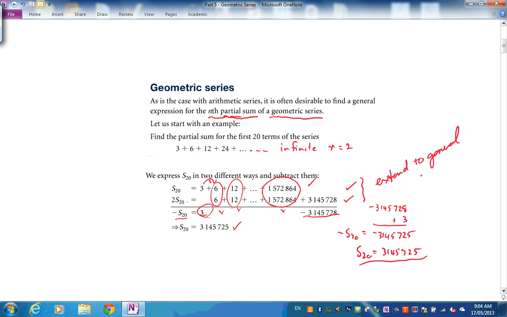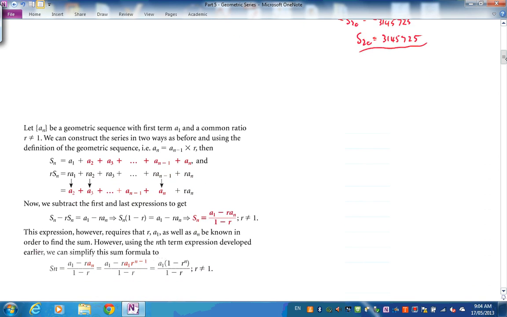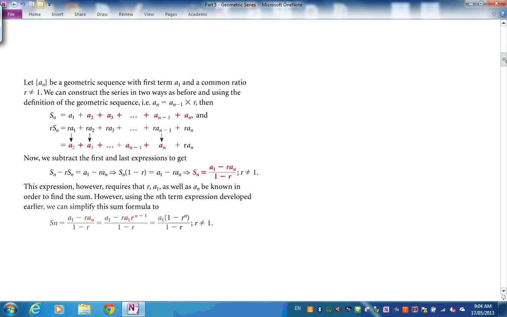You know, where we have just R as the ratio, not a particular one here. Let's come down and see if we can do that now. So here it is. Let's go through this carefully. So here we've got a geometric sequence with first term A1, and the ratio is R. It's not equal to 1. So here's what we've got, a sequence of terms there. It's a series because we're adding them up.